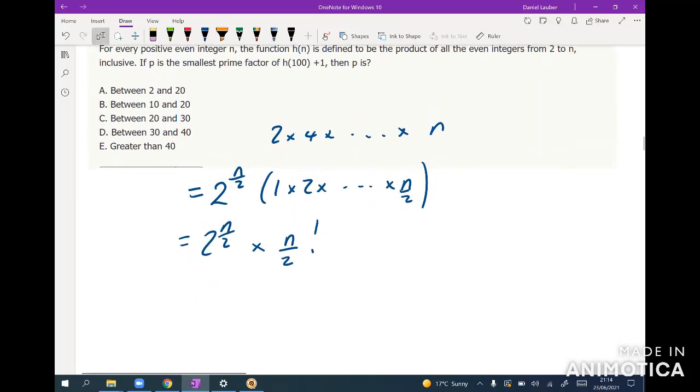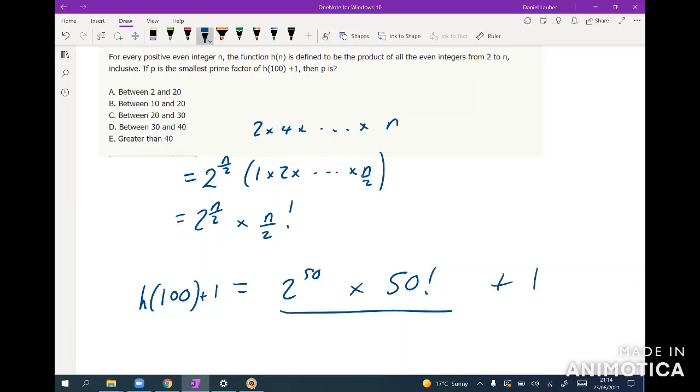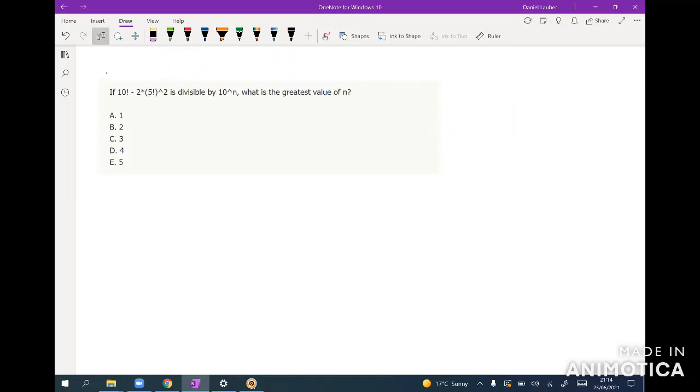Okay, if p is the smallest prime factor of h100 plus 1, well, so then h100 plus 1 equals 2 to the 50 times 50 factorial plus 1. Then p is, okay, so in other words, we know this thing has every single prime factor up to and including anything less than 50. And so if we add 1, it no longer has any of those prime factors. And so the answer is greater than 50, which is the same as greater than 40, but that's the answer.